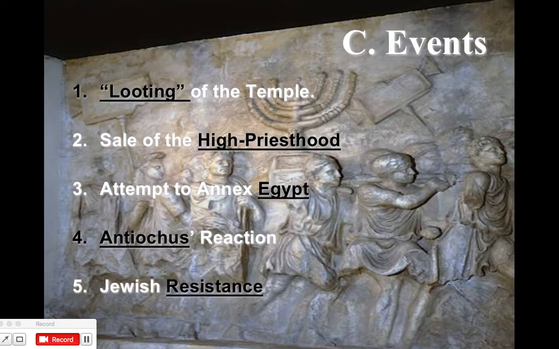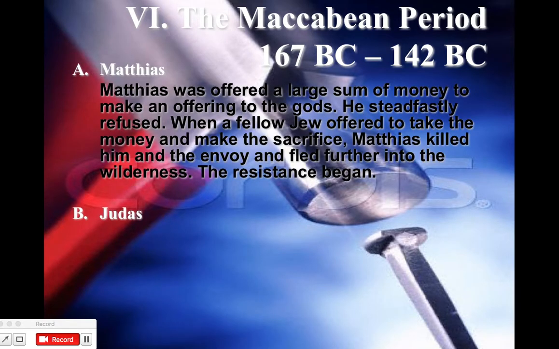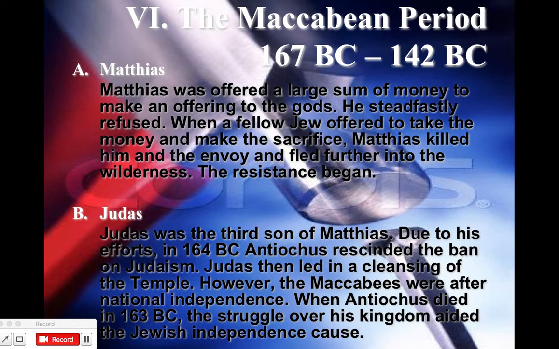The Jewish resistance really began to ramp up mainly because of this defilement of the temple. The Maccabean period comes about. And really, their desire is for independence. They want to go back to the way it was. They want their own independent state. They don't want to be ruled by outside forces.